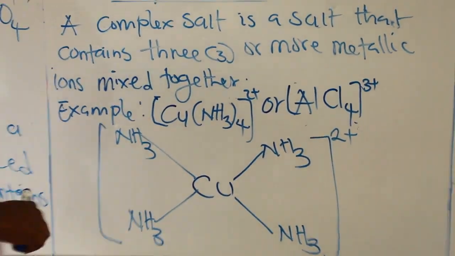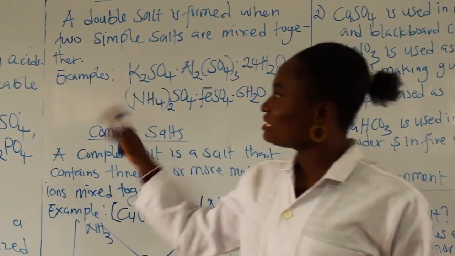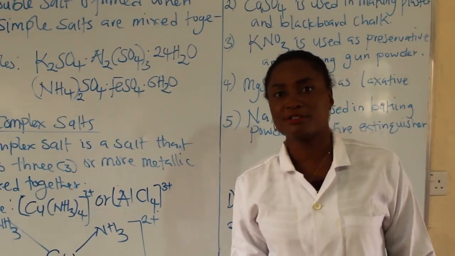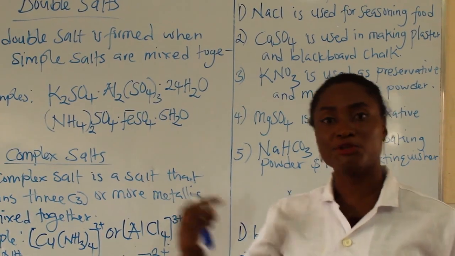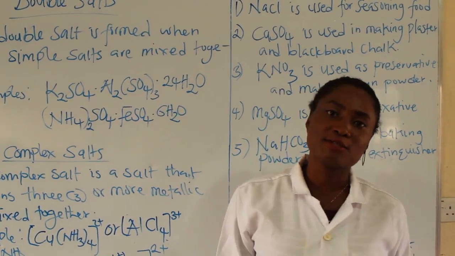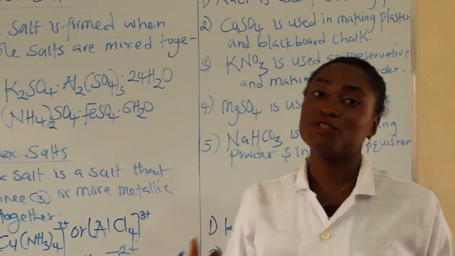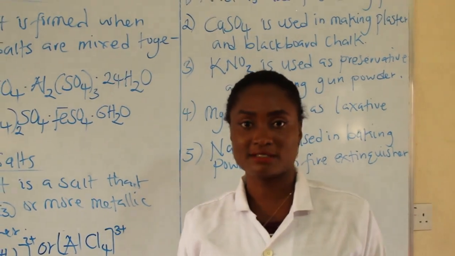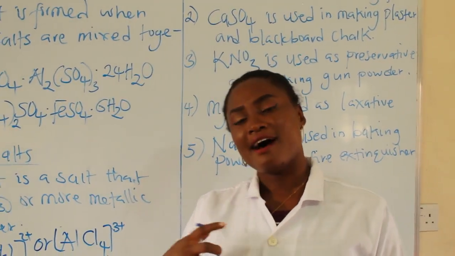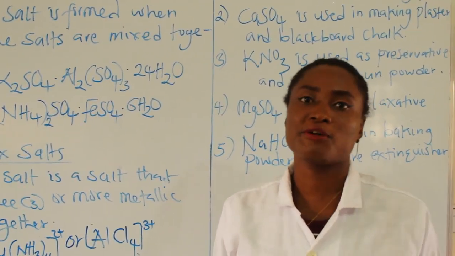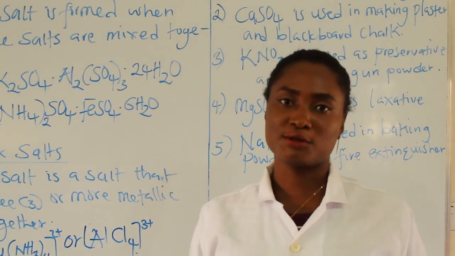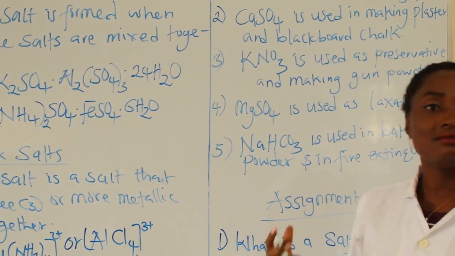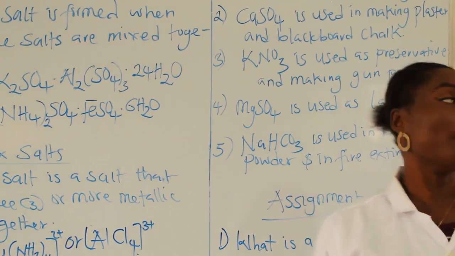So these are the different types of salt. I've been able to explain all of them, from the normal salt, the acidic salt, the basic salt, the double salt, and the complex salt. So now let us go to the last part of this topic, which is uses of salts. What are the uses of salt? What do we use salt for?